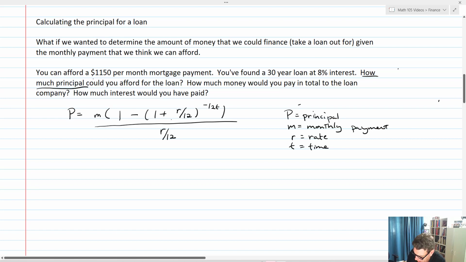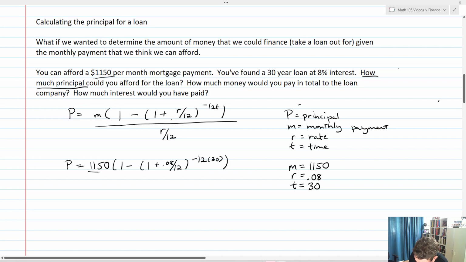When I look at my problem, I can see that M, my monthly payment, is going to be $1,150. My R, my rate, is going to be 0.08. Remember, we're going to take the 8% and turn it into a decimal. And my time T is going to be equal to 30. What I'll do now is plug that into my formula. So my principal is going to equal 1,150 times 1 minus (1 plus 0.08 divided by 12) to the negative 12 times 30, in parentheses, all over 0.08 divided by 12.